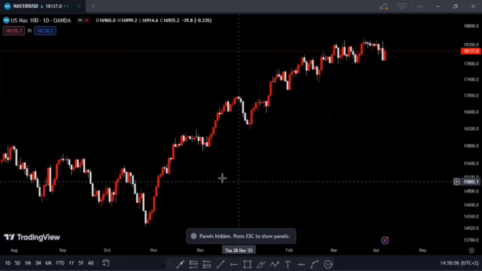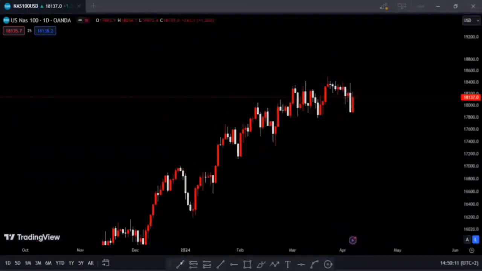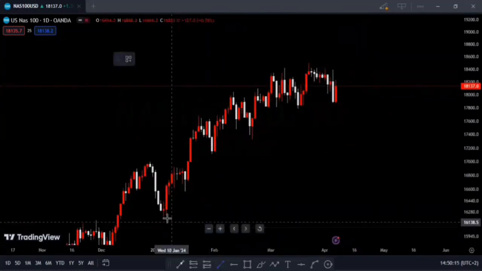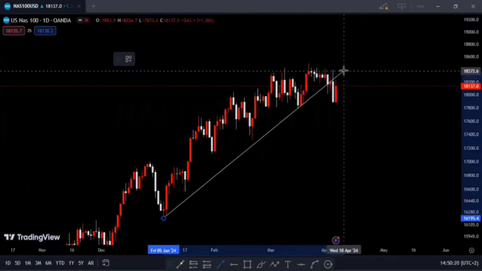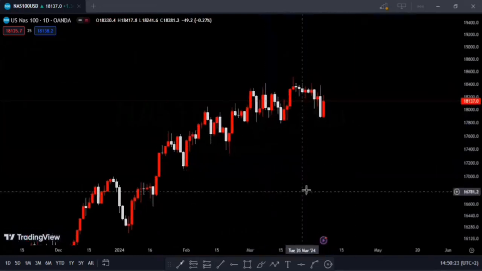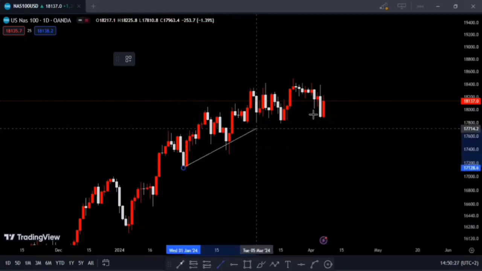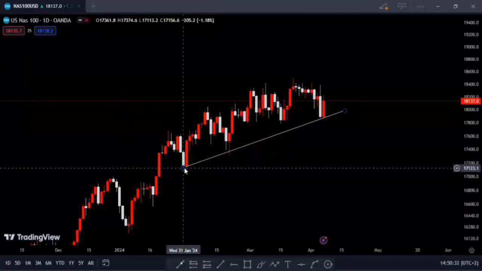This is NAS 100, and looking at it from the daily time frame, guys, we are literally in an uptrend. NAS 100 is literally in an uptrend, right? Let me see if I can start my trend line from here. Okay, if I start from here, I'm not satisfied with it. So I'm just gonna start my trend line just from here, guys. This is the nearest structure.